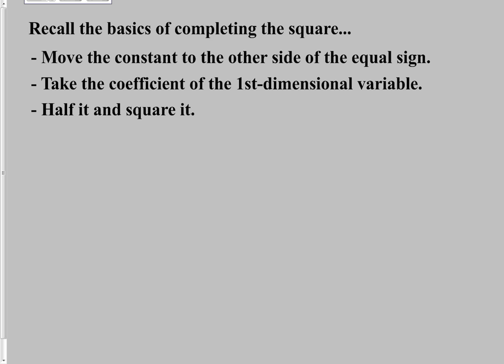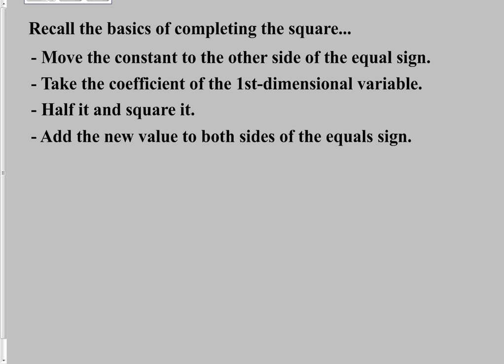The completing the square process is to take that coefficient, half it, and square it. This new value that you just ended up with is going to have to be added onto both sides of the equal sign. It will not be a subtraction problem. It'll always be addition, because anytime you square a number, you always end up with a positive value.